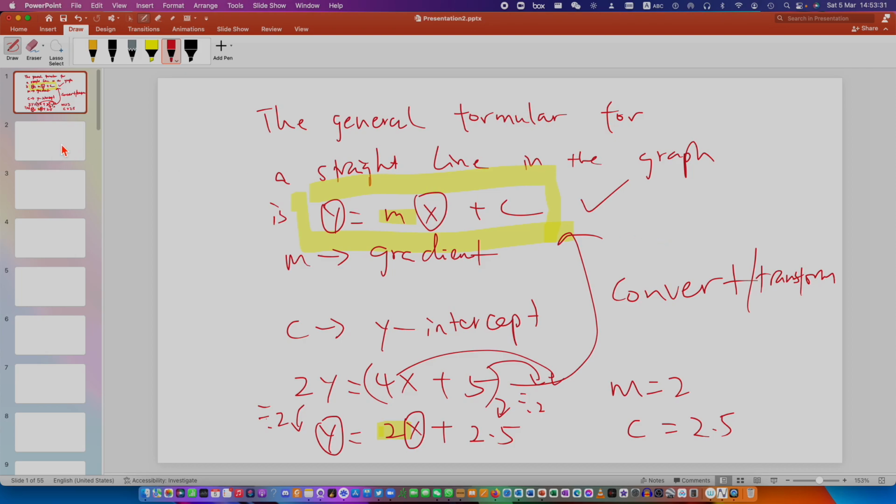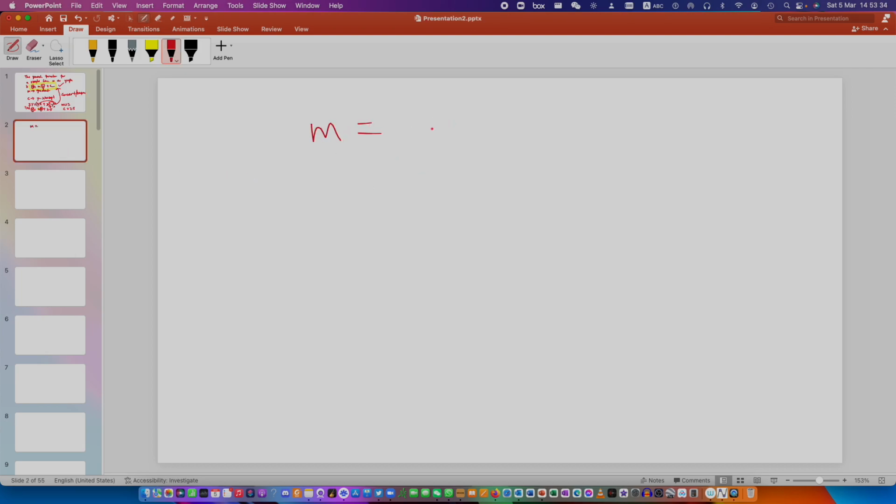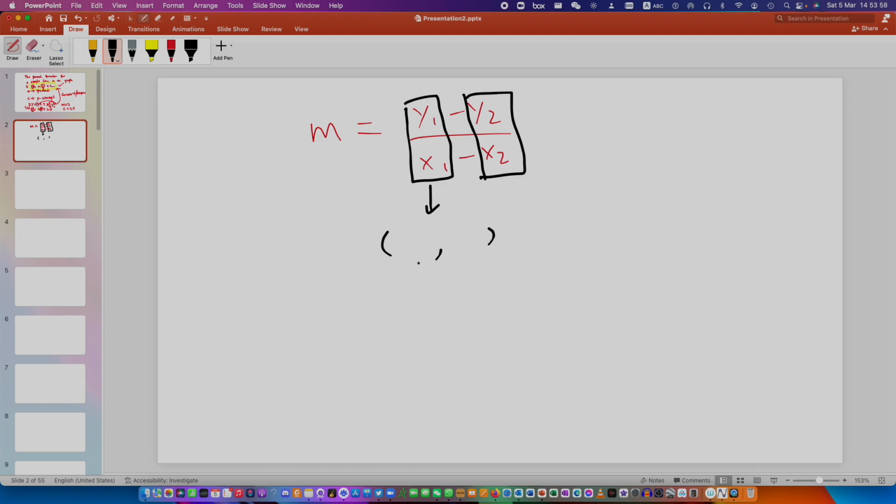Okay? So the gradient can be given by y1 minus y2 over x1 minus x2. What is the meaning of this formula is you take the first pair of y and x minus the second pair of y and x. Alright? So this refers to your first pair of x and y, which is given by your point A. Then this will be given by your point B or other points.